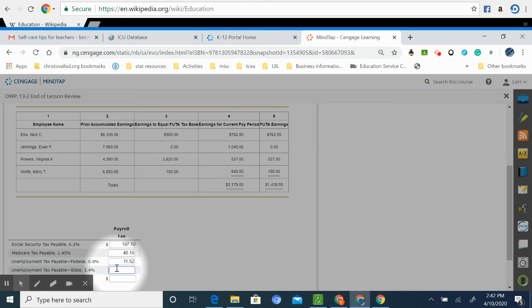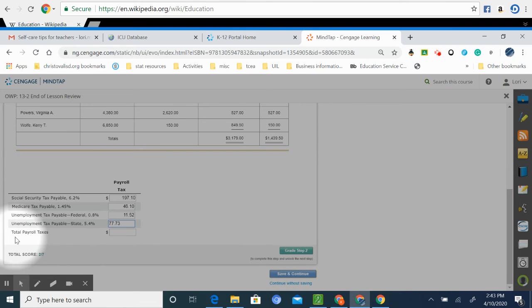And so let's do the state unemployment tax payable, and that's 5.4%, so 0.054 times 1439.50, and that gives you $77.73.